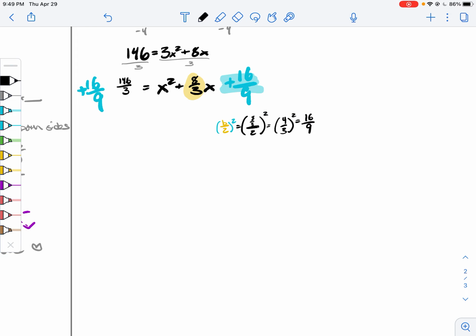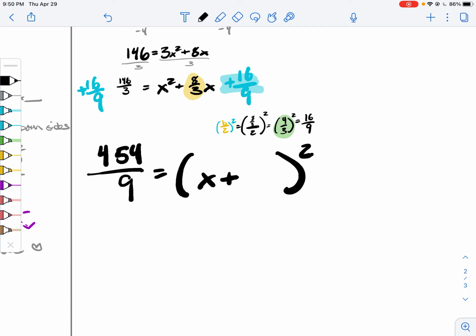Awesome. Okay, on this side, we get 454 over 9 equals... This guy's a perfect square trinomial. It's equal to x plus something squared. That something?